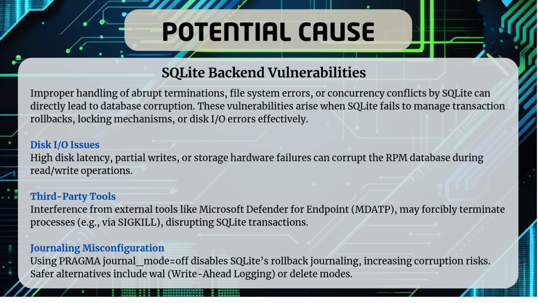Disk I/O issues, high disk latency, partial writes, or storage hardware failures can corrupt the RPM database during read-write operations. Third-party tools: interference from external tools like Microsoft Defender for Endpoint may forcibly terminate processes, disrupting SQLite transactions. Journaling misconfiguration: using PRAGMA journal_mode=off disables SQLite's rollback journaling, increasing corruption risks. Safer alternatives include WAL or DELETE modes.